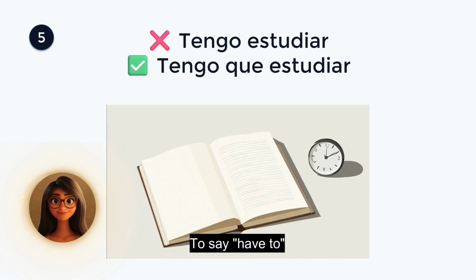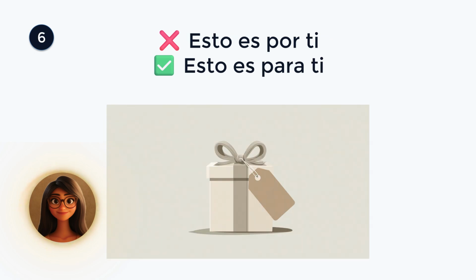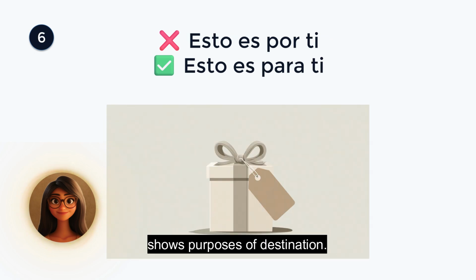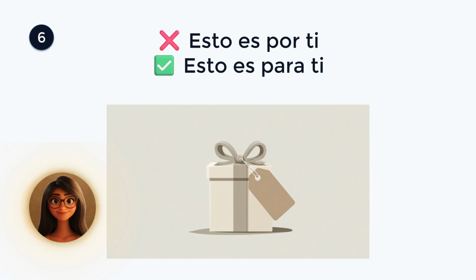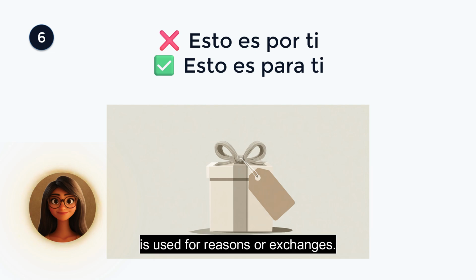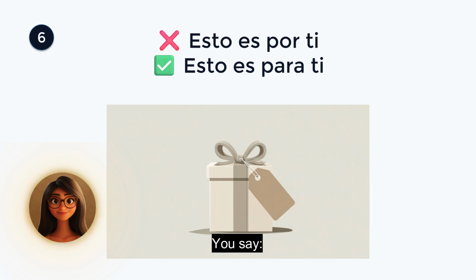To say have to, Spanish uses tener que. You must include que. You say tengo que estudiar. Para shows purpose or destination. Por is used for reasons or exchanges. You say esto es para ti.